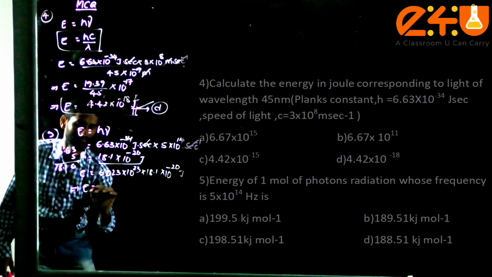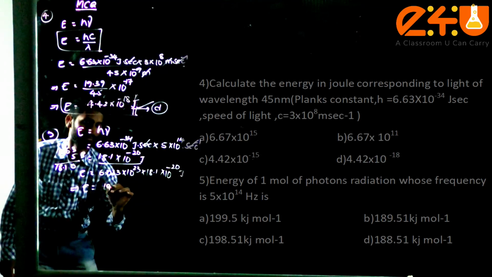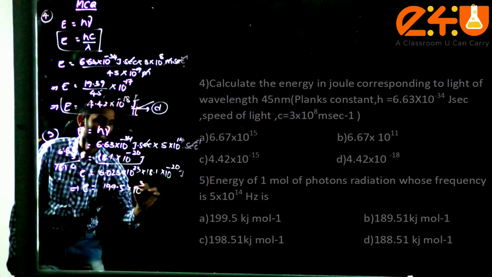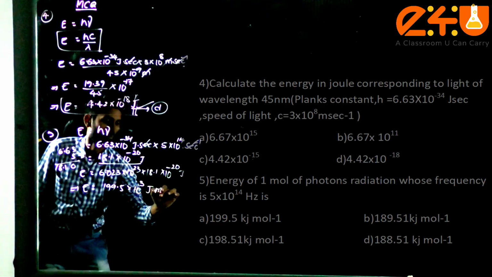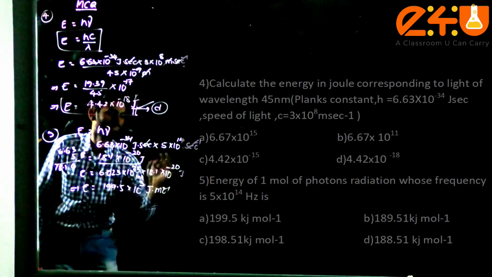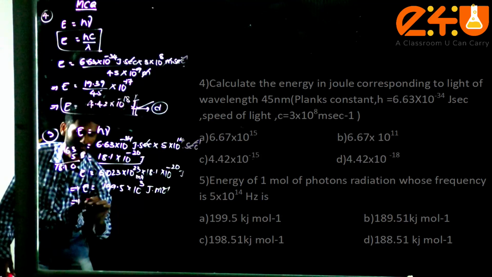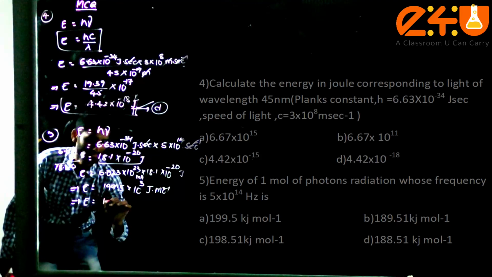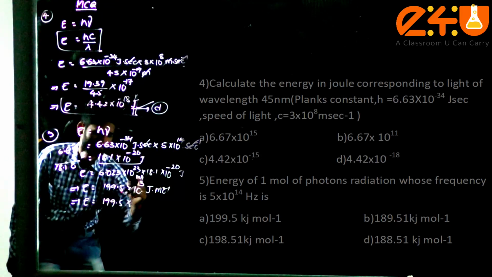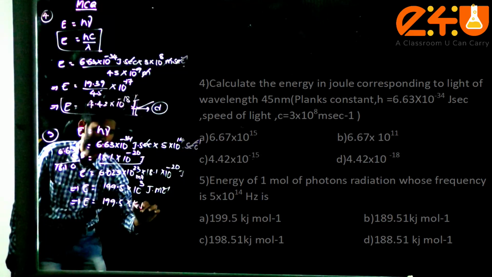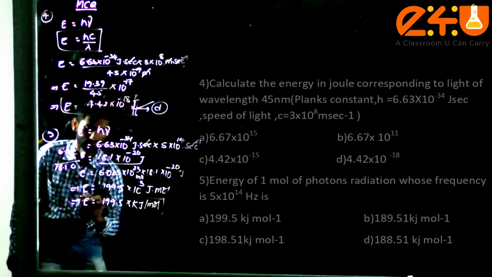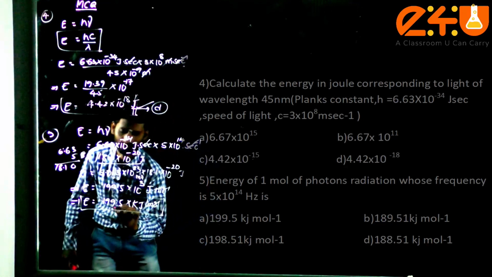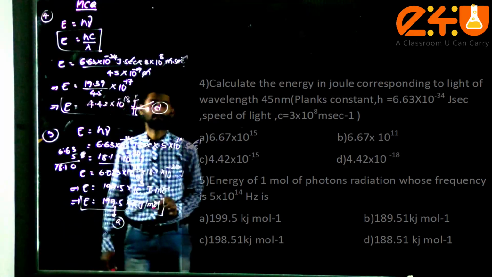That implies E is equal to, if you calculate, 199.5 into 10 power 3 joule per mole. This is in terms of mole, this is joule, that is joule per mole. I can write 199.5 into 10 power 3, that means you can write kilojoule per mole. What is the option here? Option A is correct. Go for next.